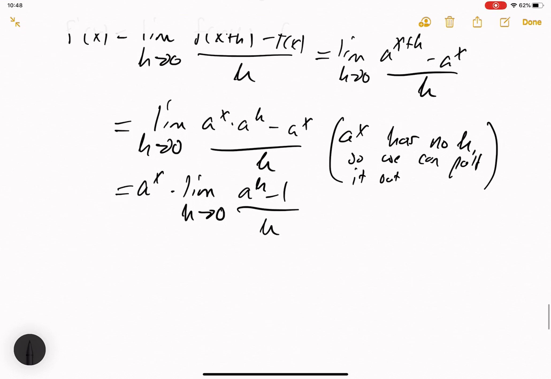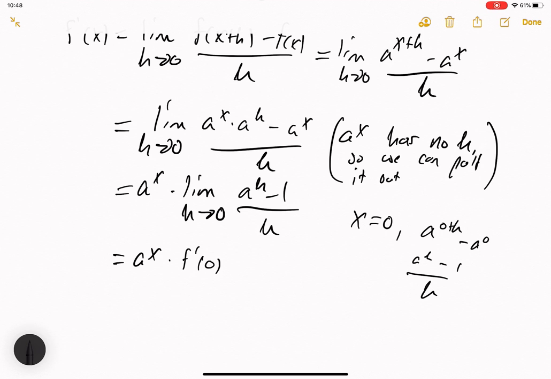So, if you guys remember what this looks like, in the case x is equal to 0, then we get a to the 0 plus h minus a to the 0, which is equal to a to the h minus 1 over h. So this is actually the derivative of f of x at 0. And you can double check that with the definition, just to be clear.